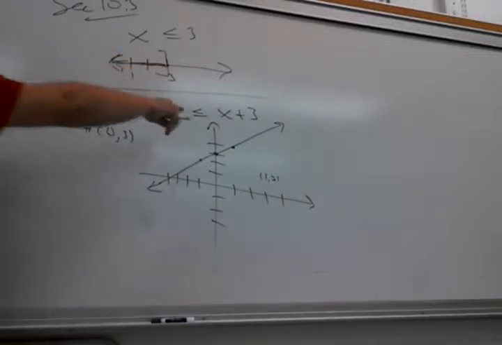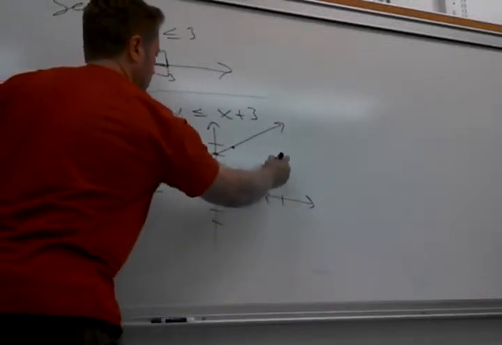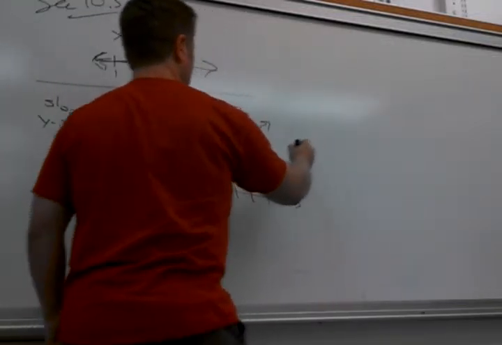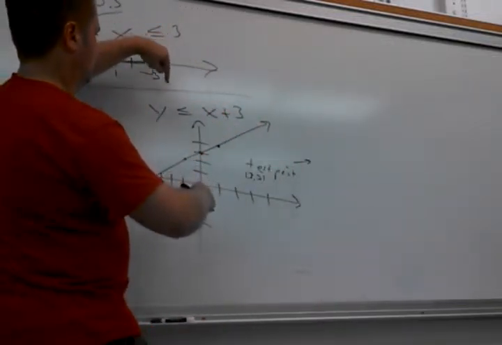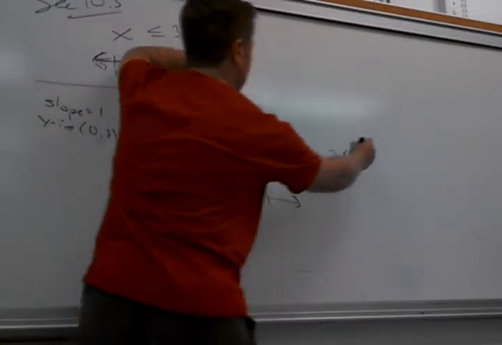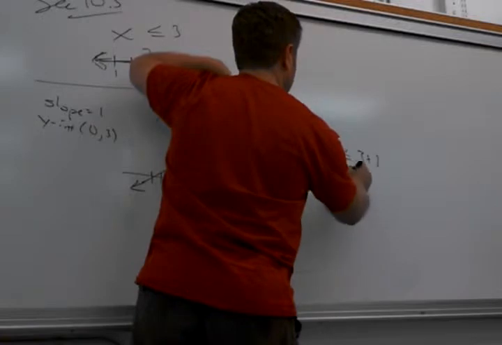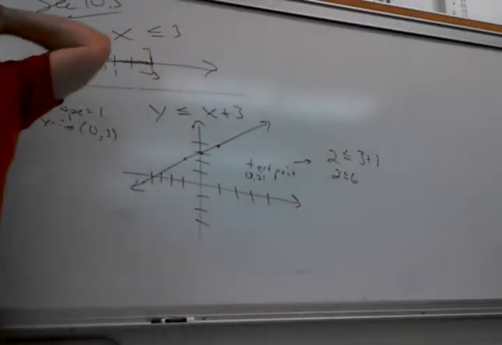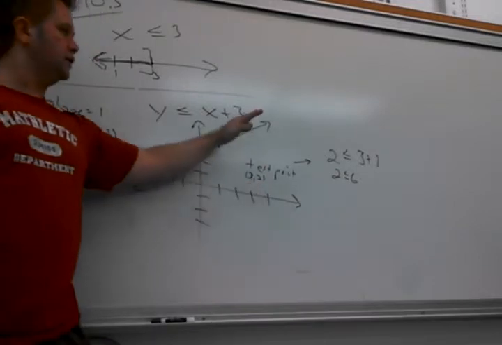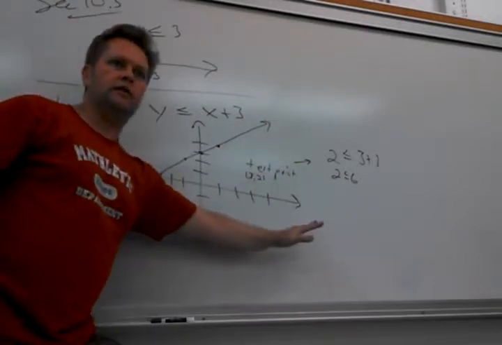So if I plug in 3, 2, how would that look? This is my test point. 3 plus 3 is 2. Yeah, 2 less than or equal to 6. Is that true? Yes. Cool. Which means that worked, which means everything on this side works.